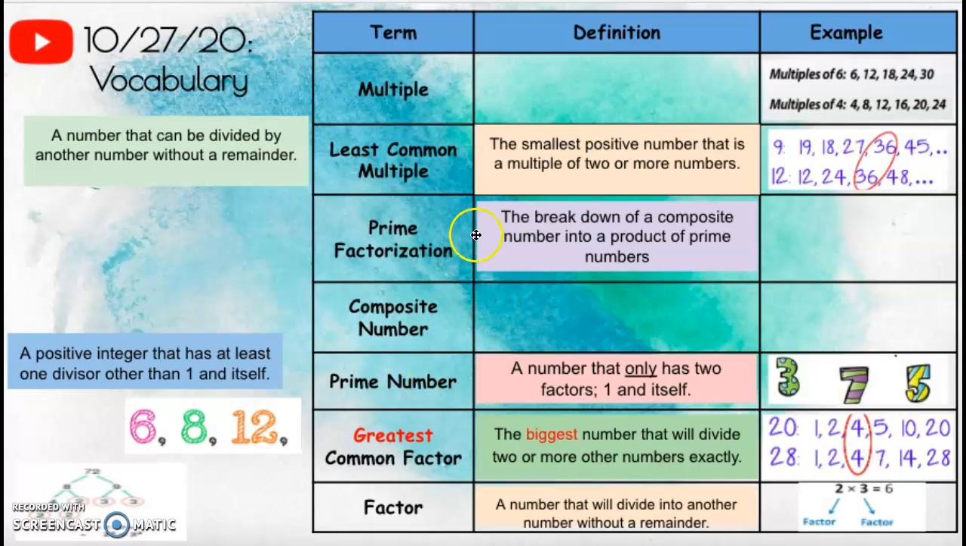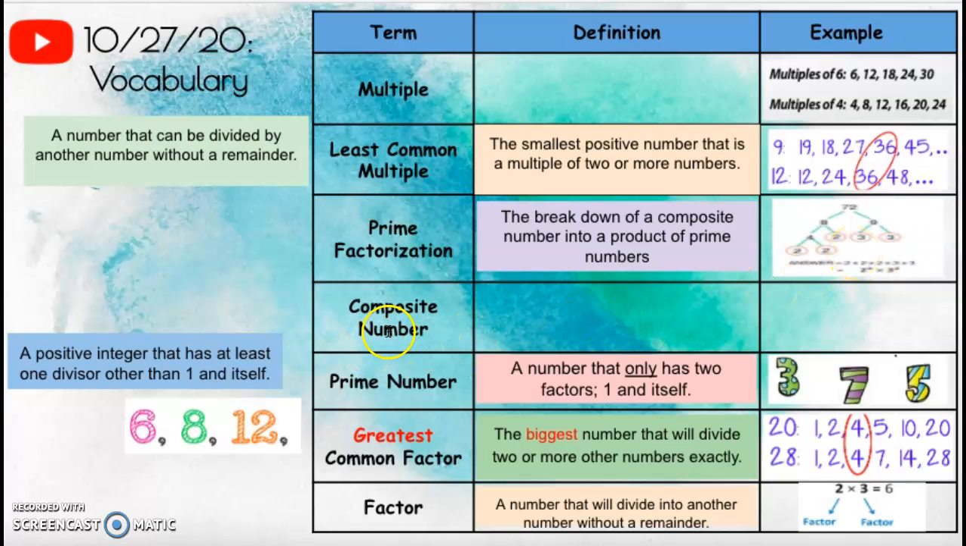Speaking of prime numbers, with our prime factorization, that's the breakdown of a composite number into a product of prime numbers. So remember, when we have our prime factorization, we use our factor trees, and then we circle those prime numbers at the bottom. So there's an example of our prime factorization.